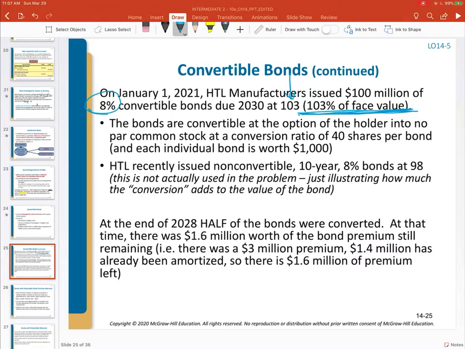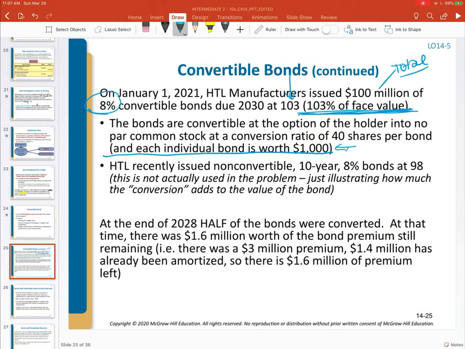Okay, so some additional information about these convertible bonds. Each one bond can be converted into 40 shares of common stock. So one bond can be converted into 40 shares of common stock. And as is normally the case, each individual bond is worth $1,000. So our total amount issued was $100 million worth of bonds. Each one of those bonds individually has a face amount of $1,000. And that's typically the case. Bond values will come in increments of $1,000 face amounts.